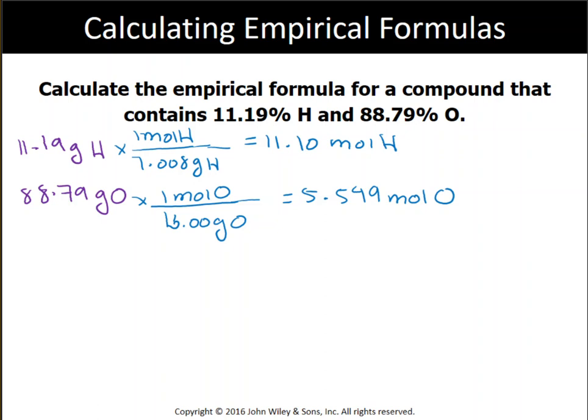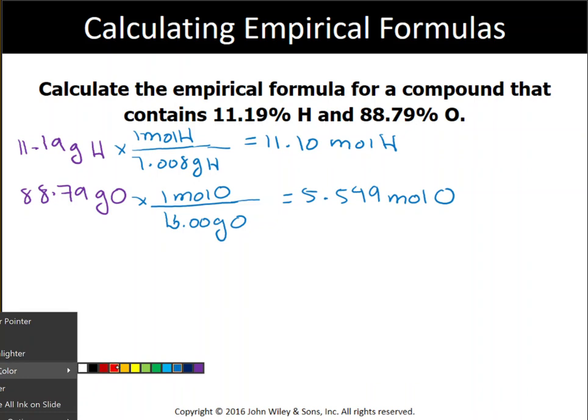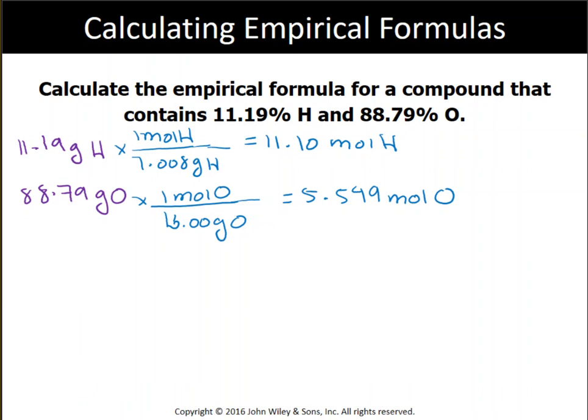Now, I have the number of moles of hydrogen and oxygen. Next step is finding the smallest molar ratio between hydrogen and oxygen. Sometimes it's very easy. You look at it and you can tell what the ratio is. But the general rule is that you want to divide the number of moles of every single element by the smallest number of moles you see.